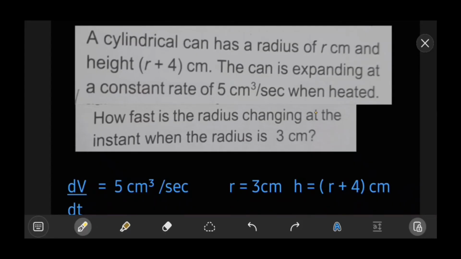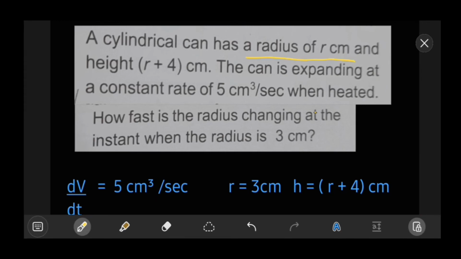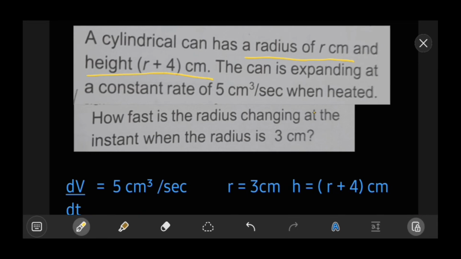Hi, so for now, I would like to share with you guys the second question regarding the topic application of differentiation. So let's look at the question and answer it. A cylindrical can has a radius of r centimeter and height of r plus 4 centimeter. The can is expanding at a constant rate of 5 centimeter cube per second when heated. This means it has a positive rate because it's expanding when heated. How fast is the radius changing at the instant when the radius is 3 centimeter?